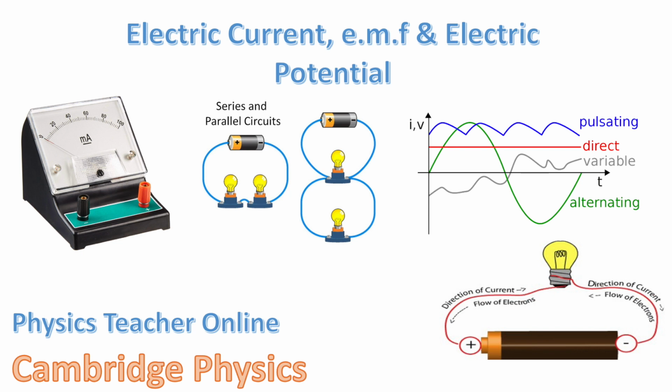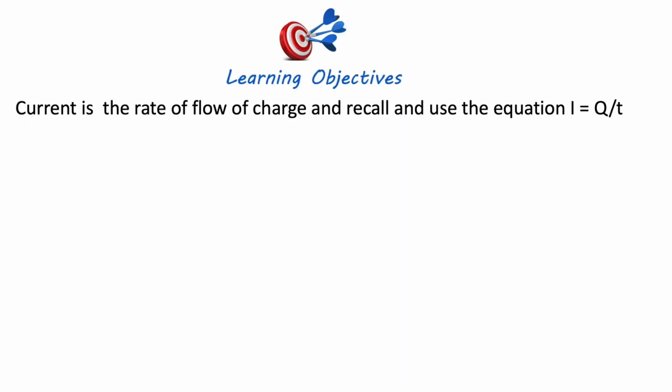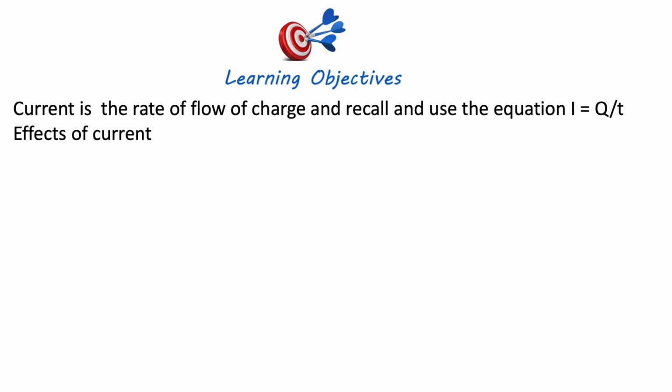In this module, you will study about electric current, EMF and electric potential. Learning objectives. Understanding current is the rate of flow of charge and recall and use the equation I equals Q divided by T. Effects of current.